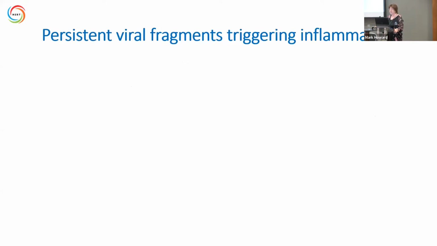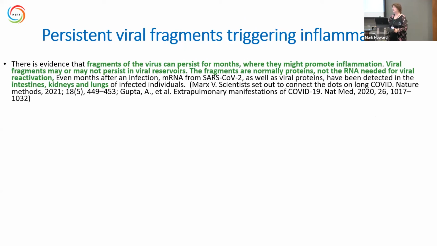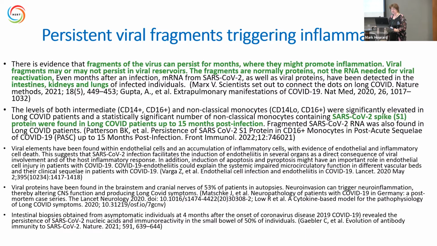Persistent viral fragments triggering inflammation. So viral fragments are not a viral reservoir. They are proteins from the virus, normally the spike protein, but not always. And they can persist for months in the body and promote inflammation. They may be in viral reservoirs, but not necessarily at all, although they do seem to be fairly prevalent in the gut. So they're not the viral RNA, and they've been found in the gut, kidneys, and lungs. And here we are, the spike protein found in long COVID patients up to 15 months post-infection. So these were patients who were not testing positive, but nevertheless, they had the spike protein 15 months after infection.